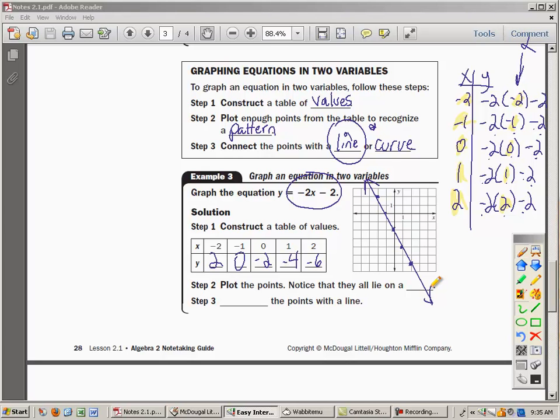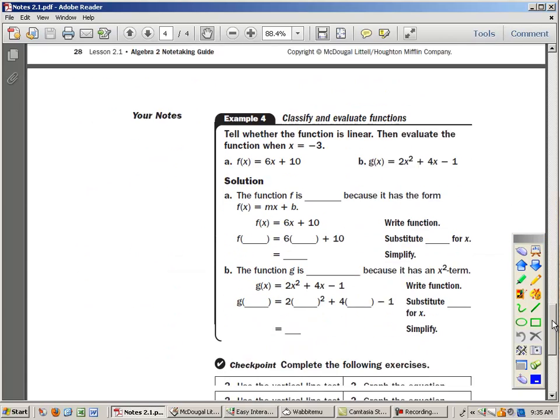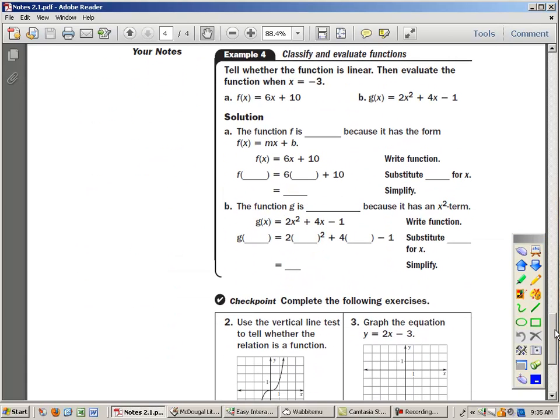It says plot the points. Notice that they all lie on a line. And then connect the points with a line. So again, when you connect those points with a line, make sure that you use a straight edge. You can use the side of your identification. You can use the side of your planner if you don't happen to have a ruler. That makes a real good straight edge.